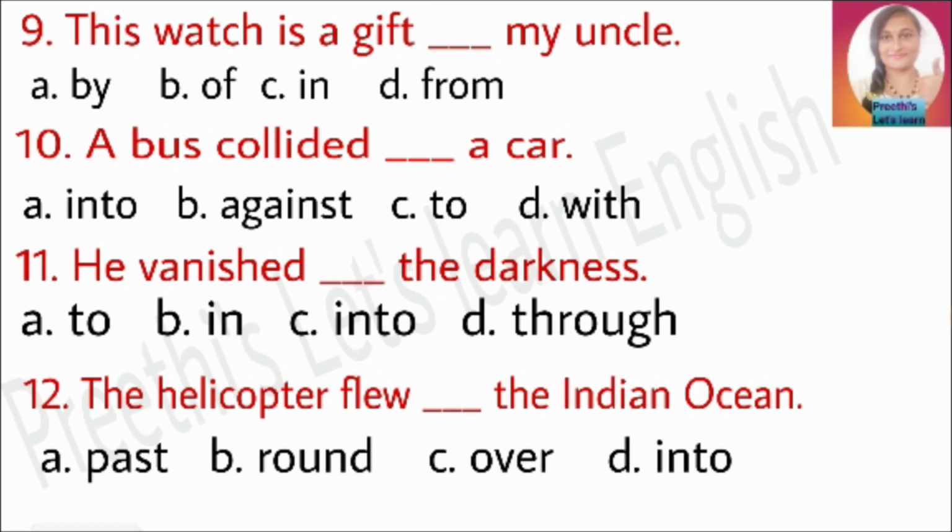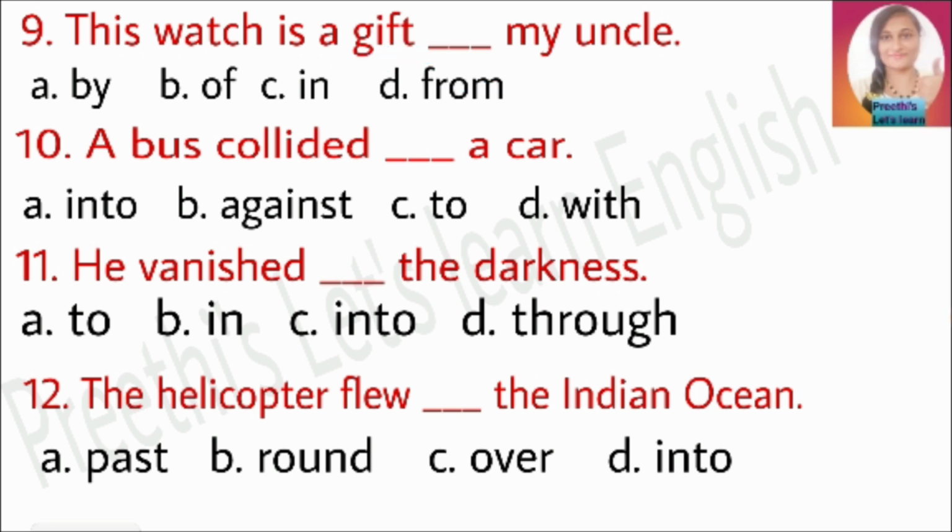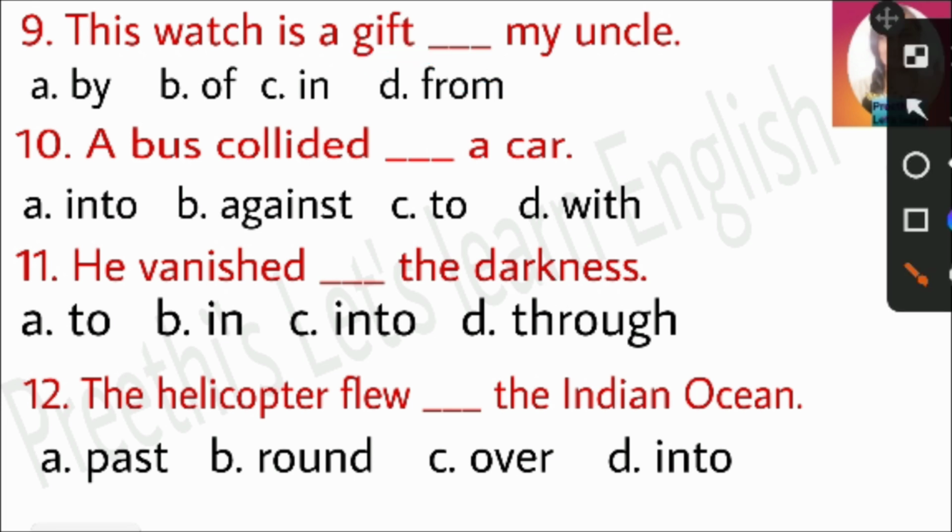Next. This watch is a gift blank my uncle. So this gift is coming from some person, uncle. Okay. So given by uncle. So here it is coming from some person. So the correct preposition is from. First see the options: by, of, in, from. The correct option is option D, from.